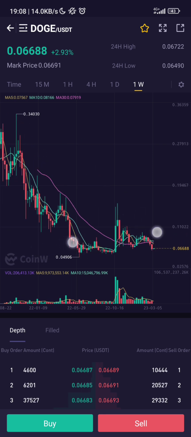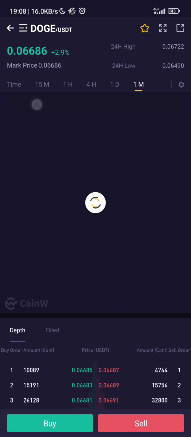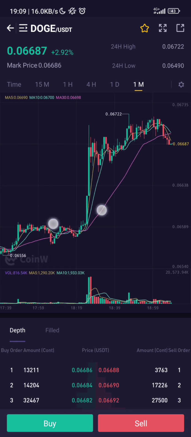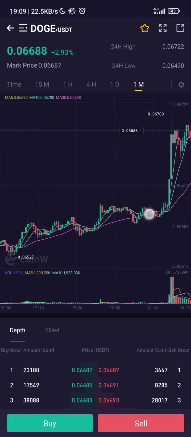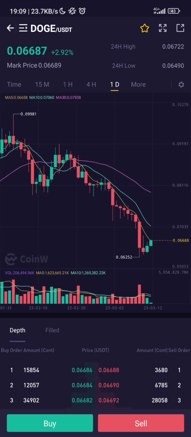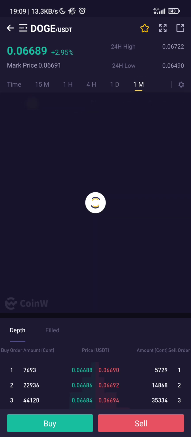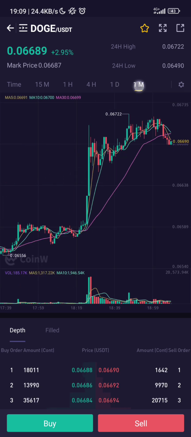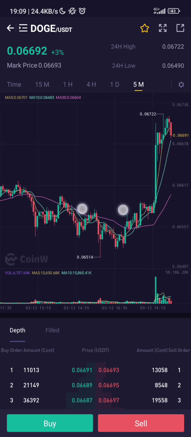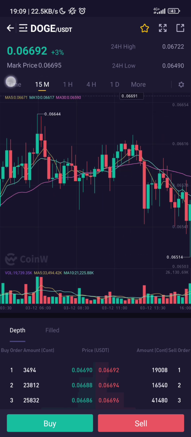So this is what we are seeing in 1 week. Oh, sorry, this is not 5, this is 1 minute. So I guess the highest they have here is 1 week. This is 1 minute's price action, and this is 5 minutes' price action. This is 15 minutes, right?